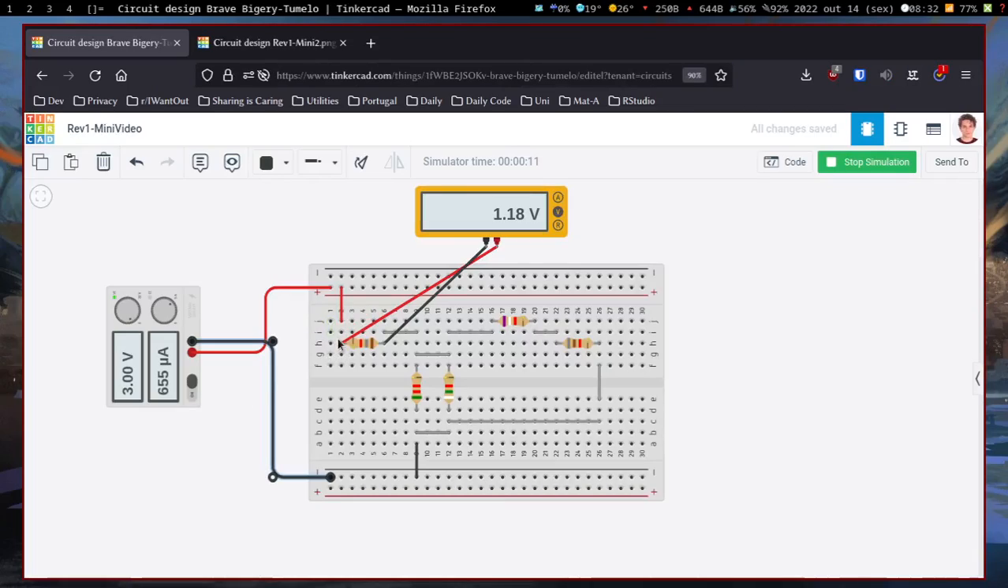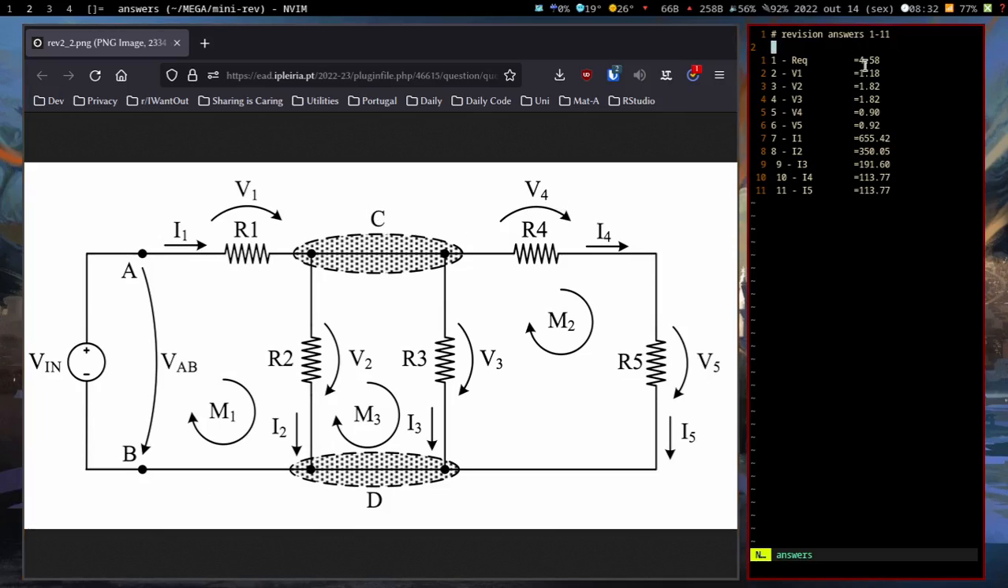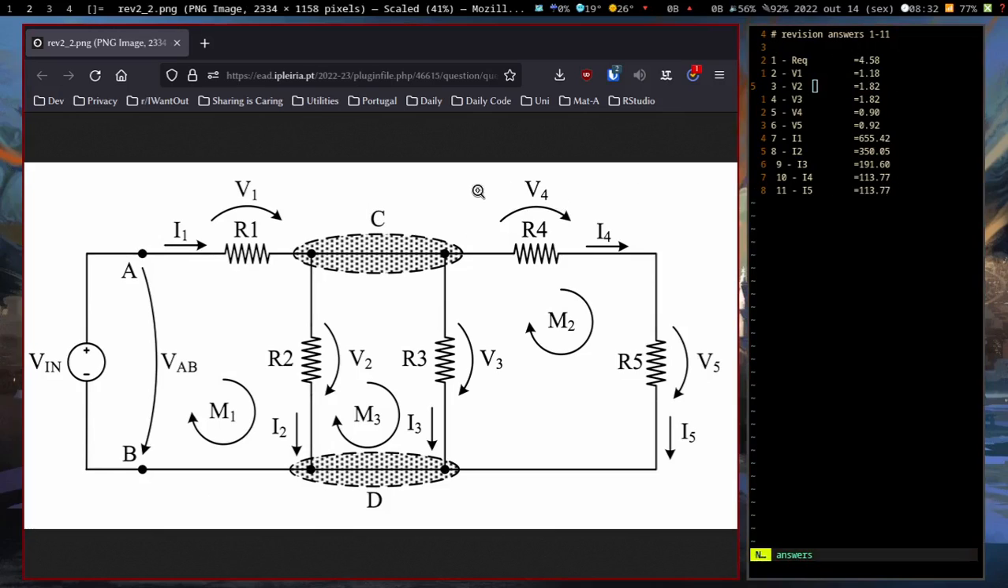So stop the simulation. We go to R2. Put our terminals right where they belong, and ask for a measurement. 1.82. And just write 1.82.